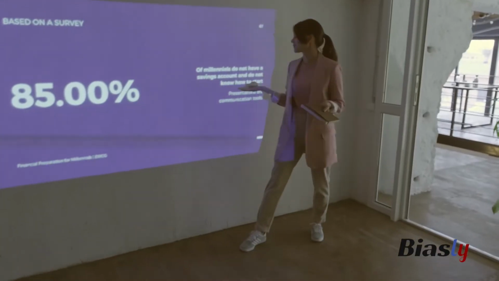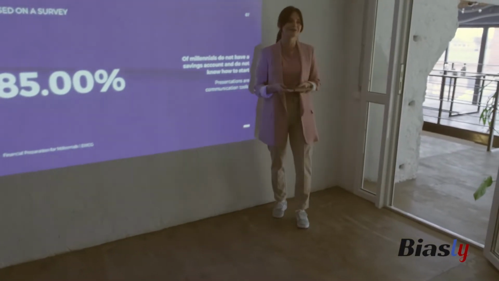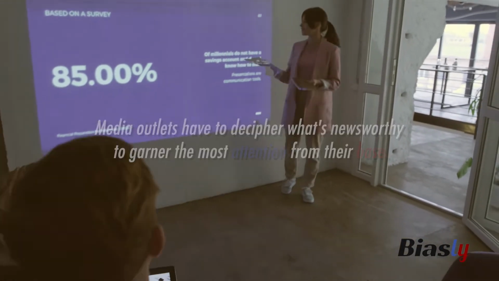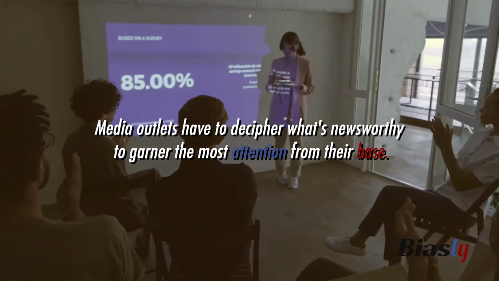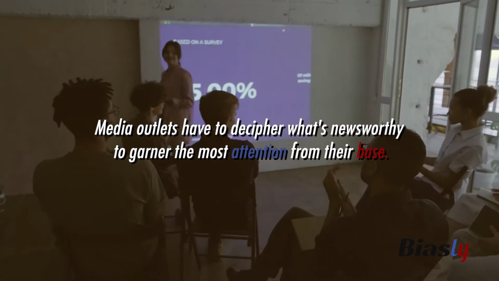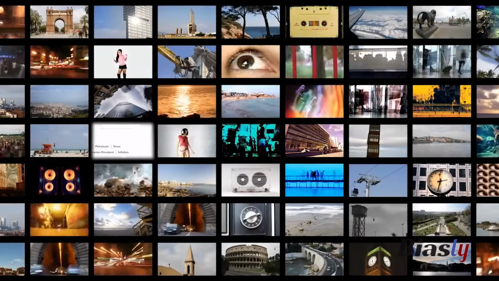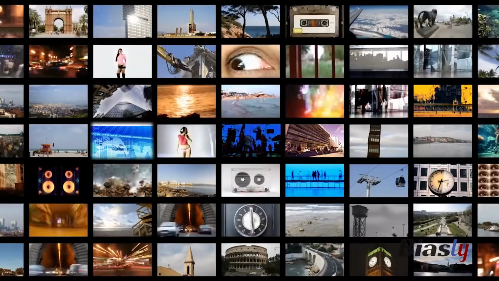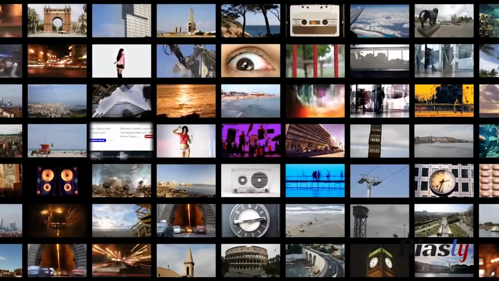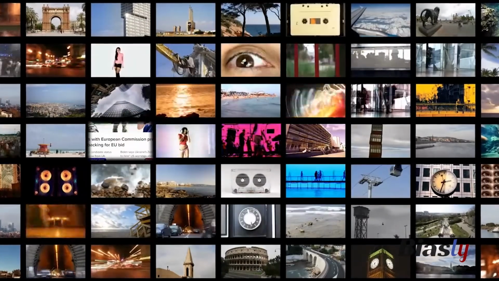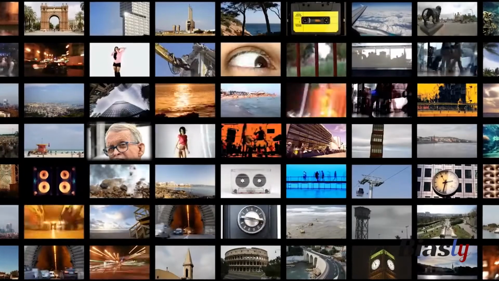However, media outlets also need to cater to their viewers and their emotions and opinions to gain a following. They have to decipher what's newsworthy and how to report it to garner the most attention from their base. This often leads to different stations and organizations giving different biases on the same story. If they dislike one side, they'll circumvent the other to please their consumers.